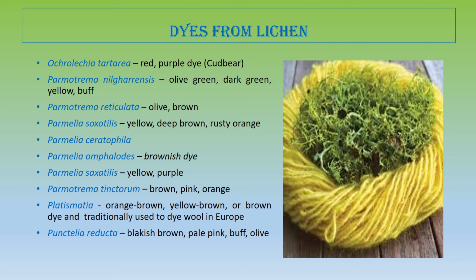Now, next is Ochrolechia tartarea. Ochrolechia tartarea belongs to Ochrolechiaceae. It was earlier called Lecanora tartarea, but now it has been changed to family Ochrolechiaceae. Now, this crustose lichen has a very coarse upper surface, and apart from other Ochrolechia species, this tartarea can be identified by its upper surface.